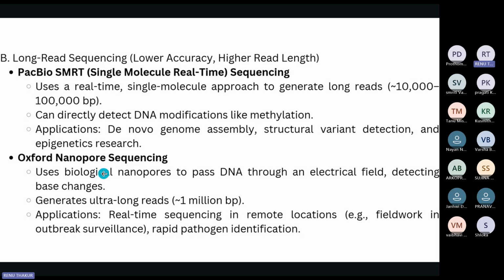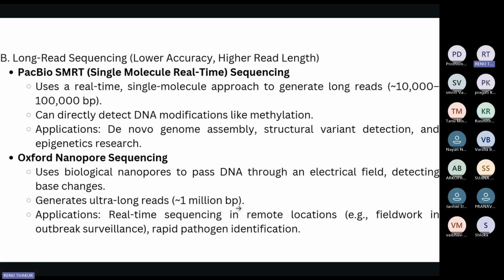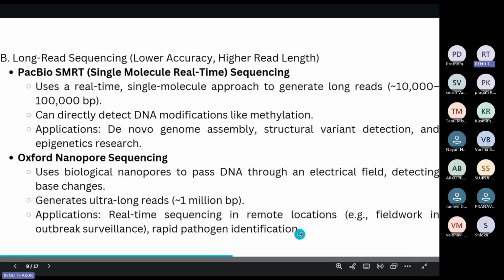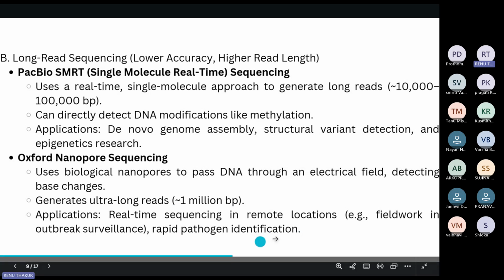Next, we have Oxford nanopore sequencing. It uses biological nanopores to pass DNA through an electric field to detect base changes. It generates ultra long reads, that is up to 1 million base pairs. Applications are in real-time sequencing in remote locations like field work in an outbreak or rapid pathogen identification.